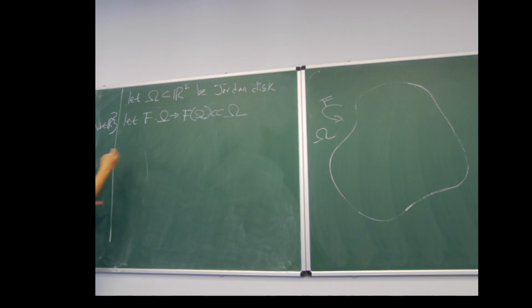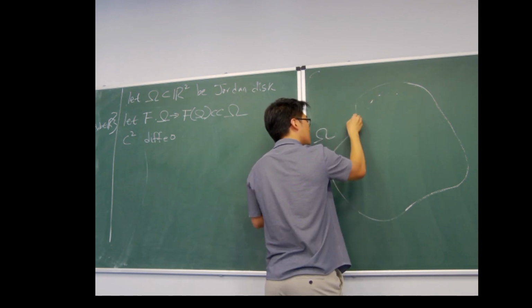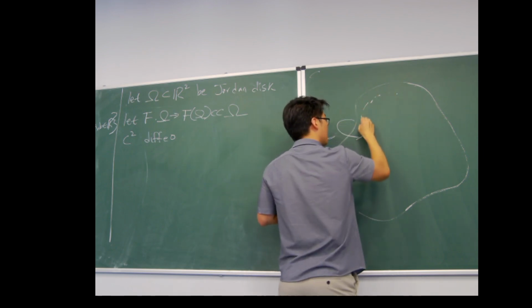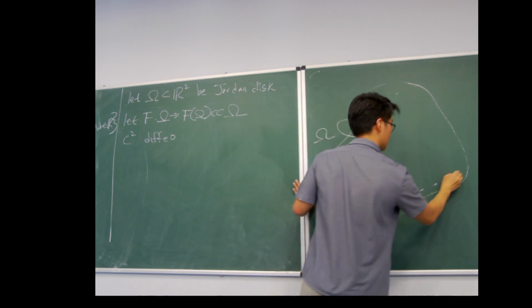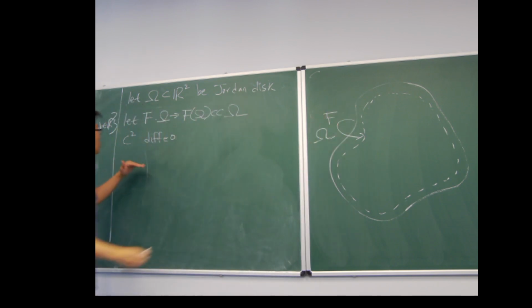And we'll assume that it's C2, just like in the 1D case. C2 diffeo. And we'll assume that this map F takes this disk and maps it compactly into itself, like this. And we'll assume it's C2, and we'll also assume that it is dissipative.